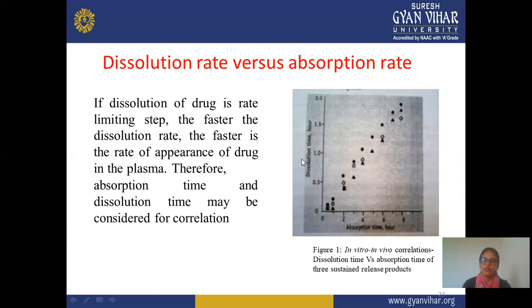And this is a graph for in vivo and in vitro correlation, or dissolution time versus absorption time, in three sustained release formulations. One is mentioned by a circle, the second is a square, and the third is a rectangle. So these are the three sustained release tablets, or sustained release formulations, that release in linearity.